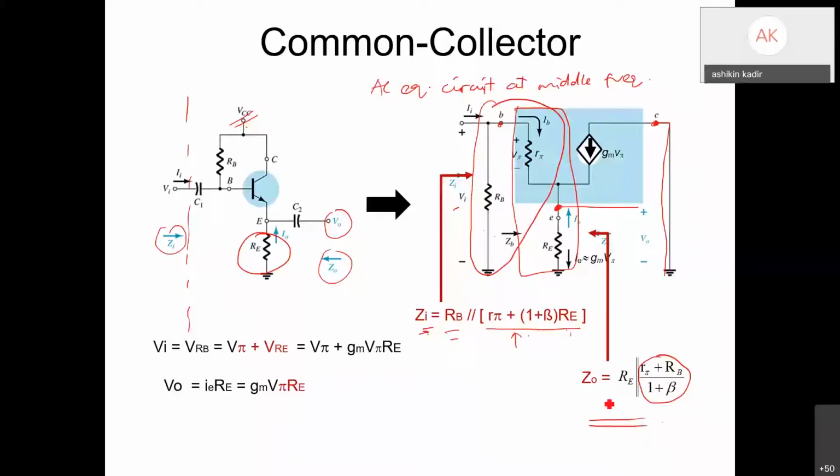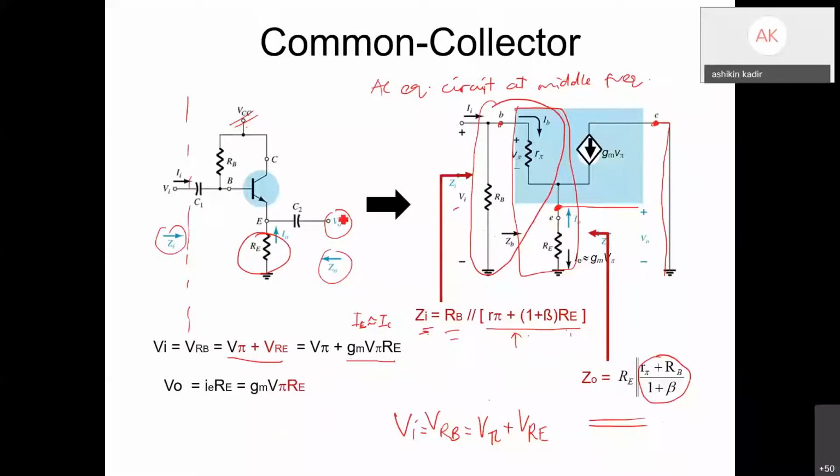Okay, and then you need to determine your gain, your Vi and your V out. So here your Vi, okay, you can see Vi equals VRB. Vi equals VRB equals V pi plus VRE. Okay, I have written it over here, V pi plus VRE. And then VRE equals GM V pi RE. So here we just use IE about IC value. Okay, so we have GM V pi RE.